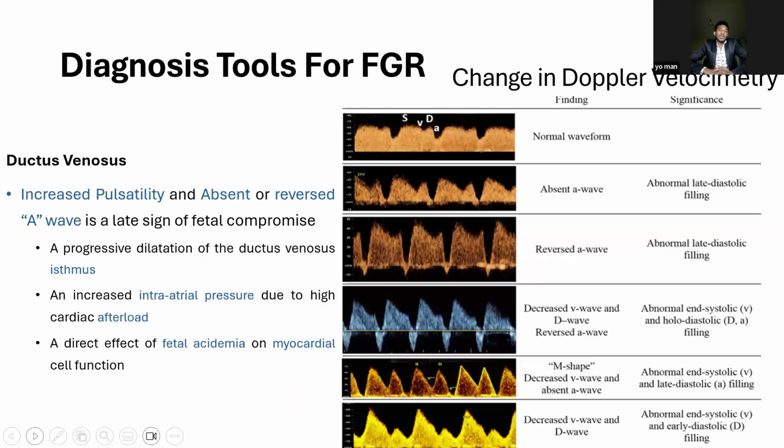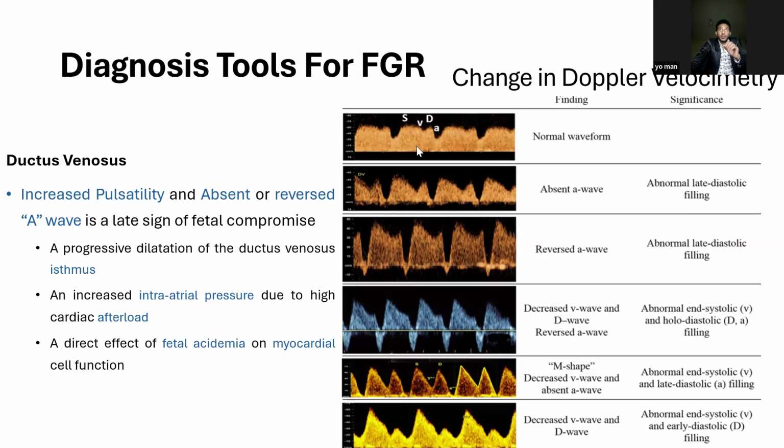So most of the time, we don't quantitatively assess the ductus venosus. It's all about qualitative assessment of the ductus venosus. Actually, the quantitative PI, ductus venosus PI, will be altered before you see qualitative waveform changes. But usually this is used in late FGR phenotypes, so most of the time we are going to focus on the qualitative approach.